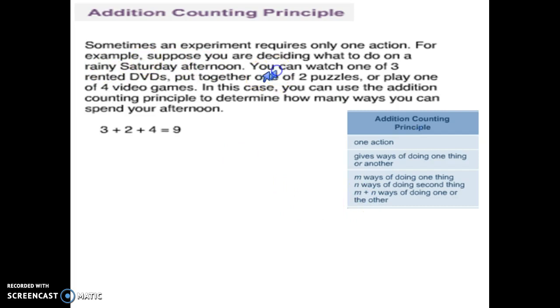Here's an example. Suppose we are deciding what to do on a rainy Saturday afternoon. We can watch one of 3 rented DVDs, we could put together one of 2 puzzles, or play one of 4 video games. We have different choices here, but it's just one action. We're only going to do one of these things. So for the number of choices, you're going to just add these together. We add the 3 rented DVDs, the 2 puzzles, and notice this word "or" helps you know that it's an addition principle, or one of 4 video games. When we add those together, we have 9 possible choices for what we're going to do that Saturday afternoon.